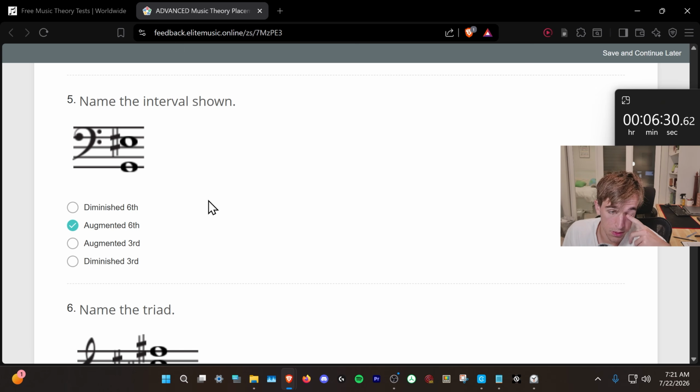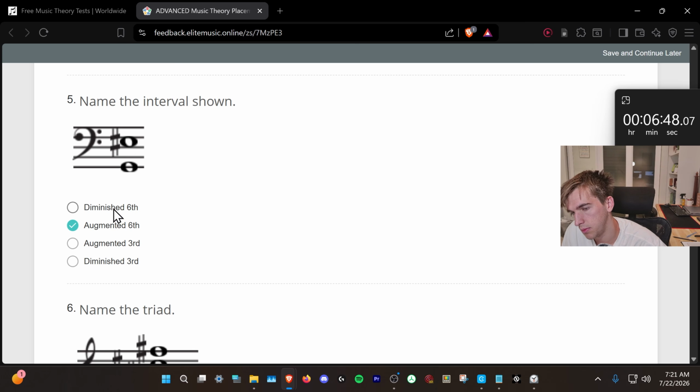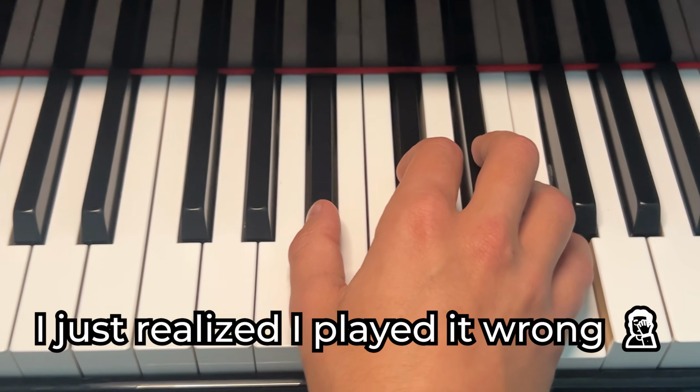Because diminished would be, no, it's not diminished 6th, because diminished 6th would be an E. All right, name the triad. Okay, that's A sharp, C sharp, F sharp. It's an F sharp major. I should have done this next to the piano, but actually no, because in these real tests, I think they also do it on paper. They don't have a piano or an instrument they can use.